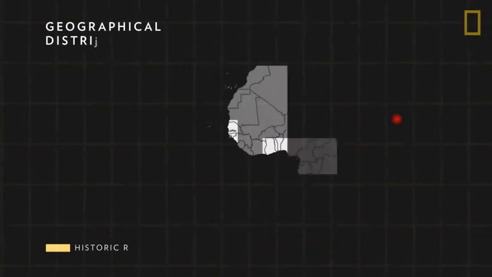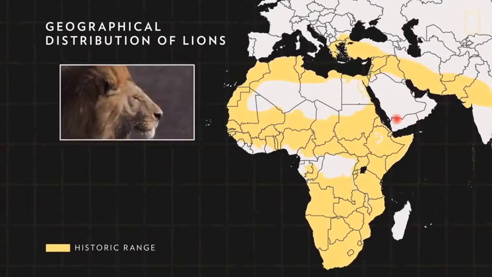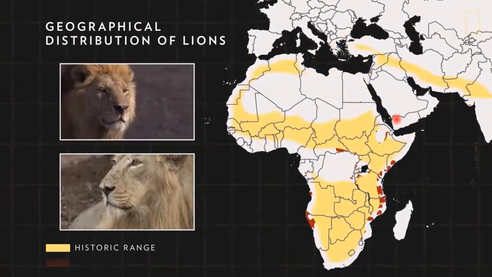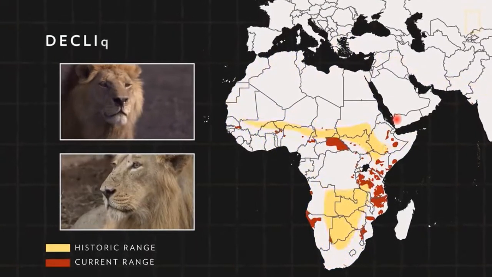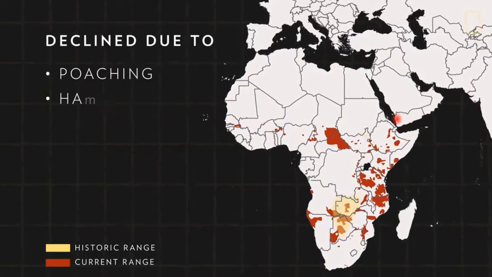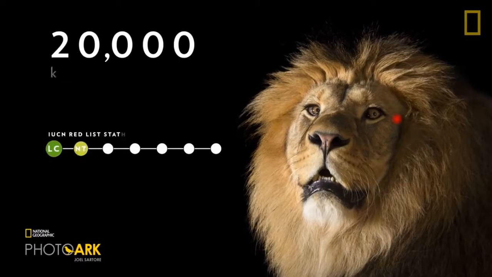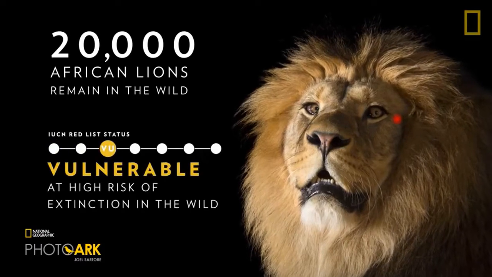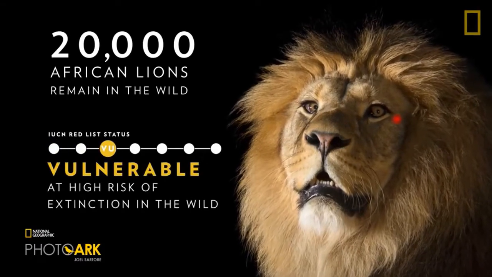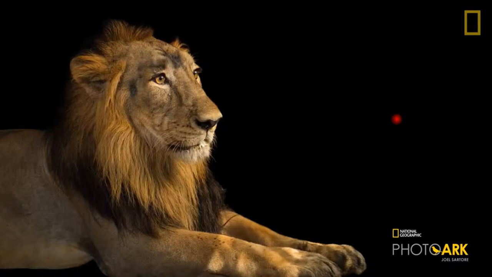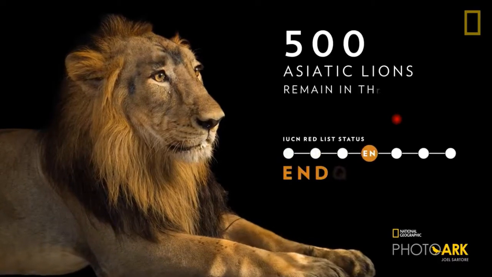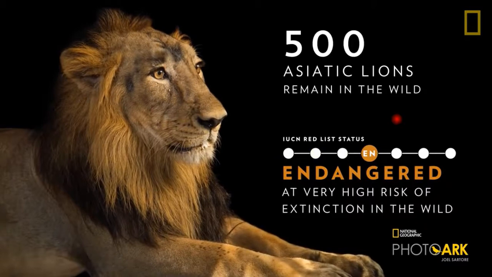The surviving subspecies, the African lions of sub-Saharan Africa and the Asiatic lions of India, have declined due to poaching, habitat loss, and disease. An estimated 20,000 African lions remain in the wild, and they are classified as vulnerable. Asiatic lions are listed as endangered, with a population of only about 500.